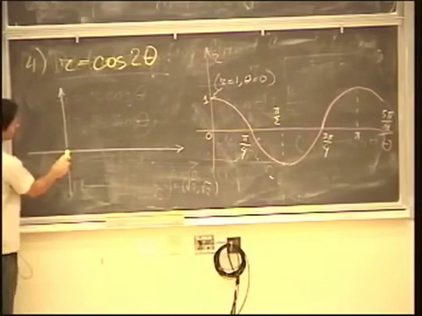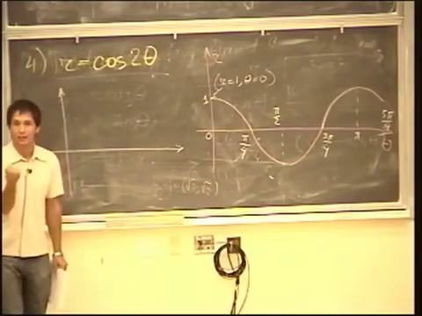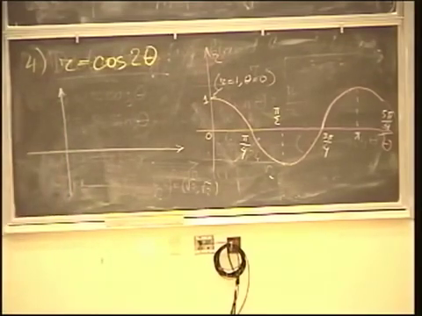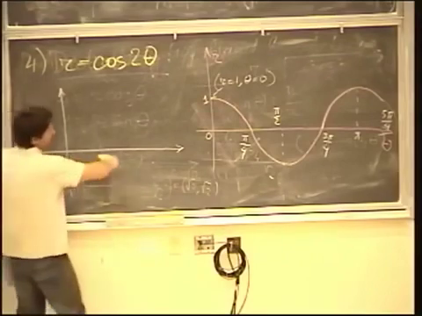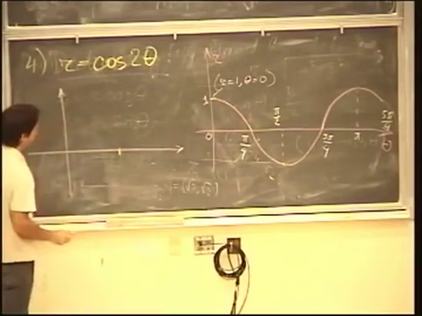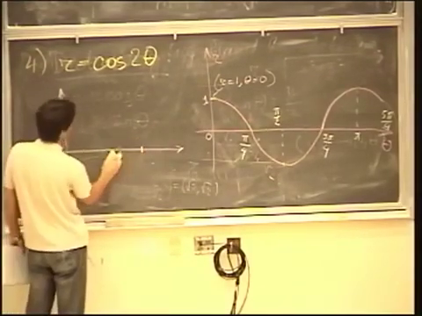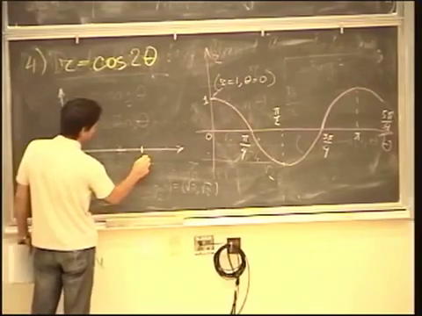So theta is 0, which means that we are on the x-axis. All points on the x-axis have theta equals 0, right? Because remember, theta is supposed to be the angle with the x-axis. So if theta is 0, it means you are on the x-axis, and the distance is 1. So you start here. That's your point. Or even to make it nicer, let's start here. That's our point. That's 1.